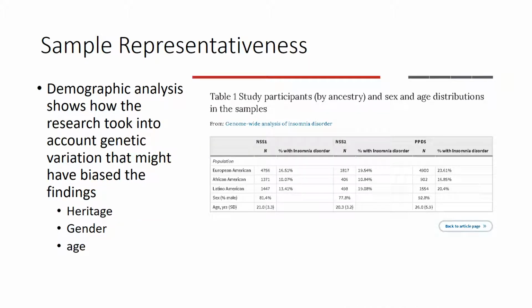It's also good practice to check the variation within sample populations. In this study, they did a demographic analysis which broke the sample population into categories such as heritage, gender, and age. These factors influence genetic variation and so could bias the study outcomes. As we can see from the analysis in the paper, the majority of the participants were European, American, male, and young.